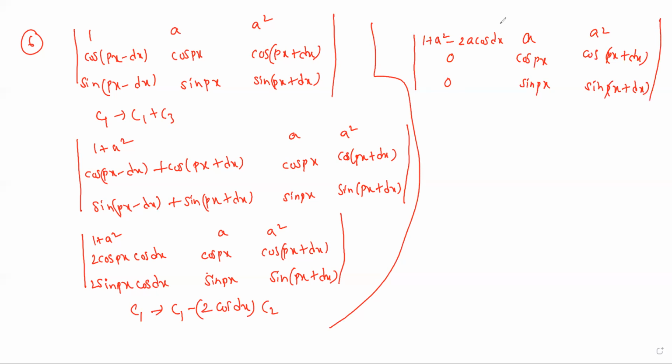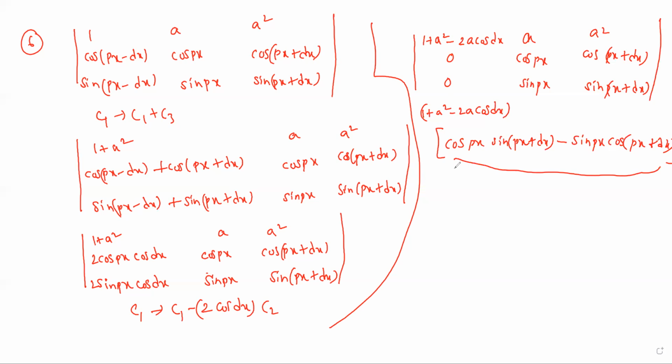Now I'll expand along C1. By expanding along C1, we get (1 plus a square minus 2a cos dx). Delete that row and column. What multiple remains? Cos px into sin of (px plus dx) minus sin px into cos of (px plus dx). Remaining terms are 0. Only this multiple will come. We will see what this value is now.